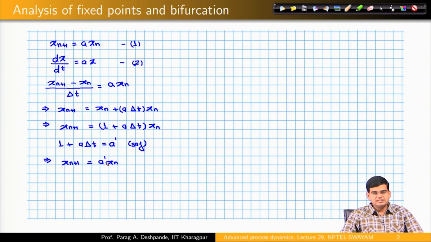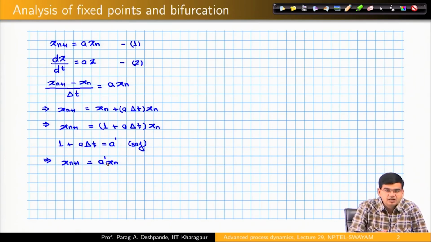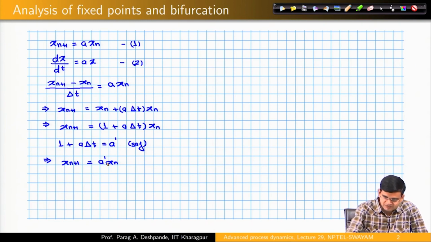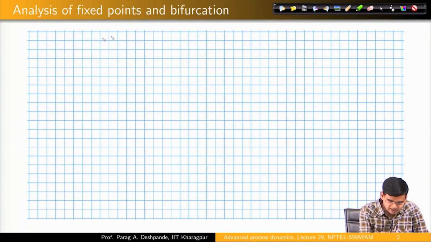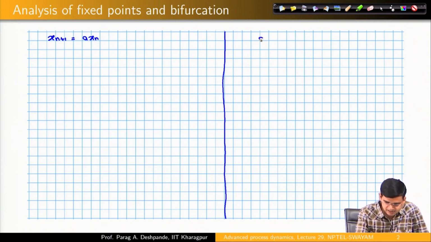And when we say that this is an analog of first order linear autonomous system, then the features of such system should be offered by equation number 1 as well, right. So, we need to see whether that is really the case. So, I have on one hand x n plus 1 is equal to a times x n, and on the other hand I have dx by dt is equal to a x.